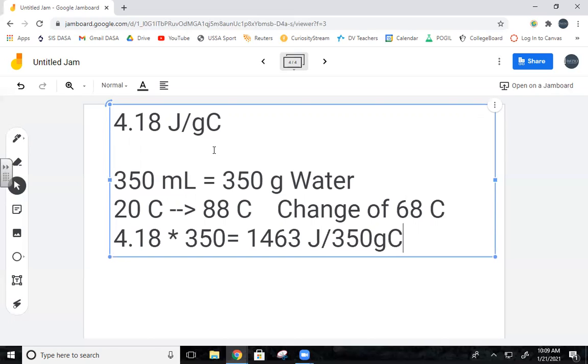Now we figured out how much energy it takes to heat my cup of coffee, my cup of water, by 1 degree Celsius, right? Because it's not 1 milliliter. A 1 milliliter cup of coffee isn't going to do much for you.